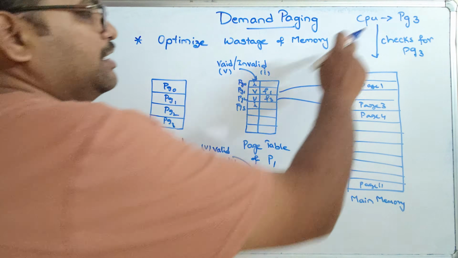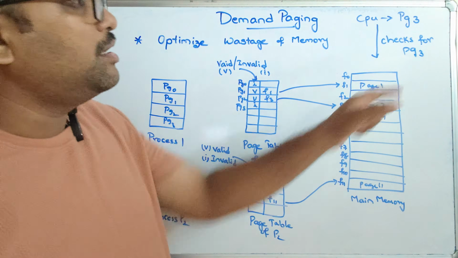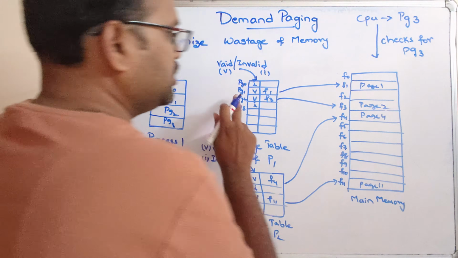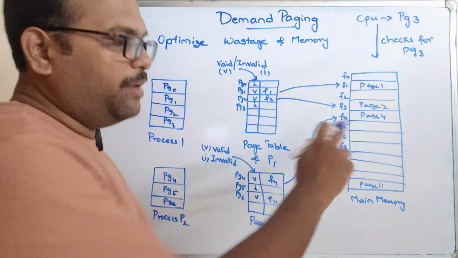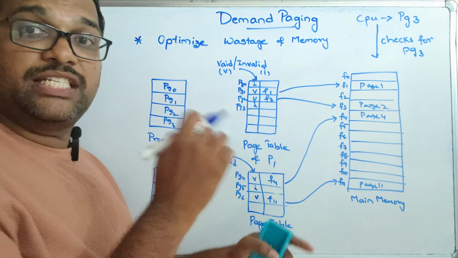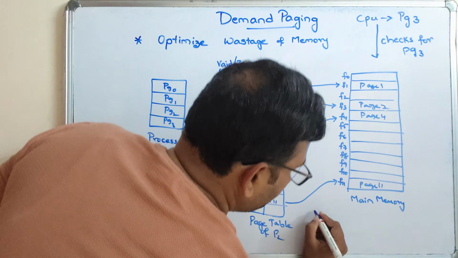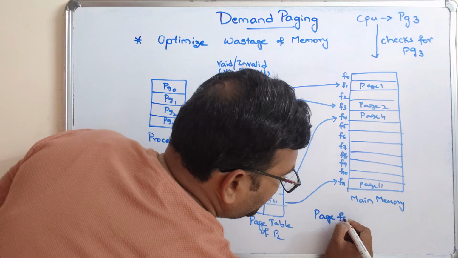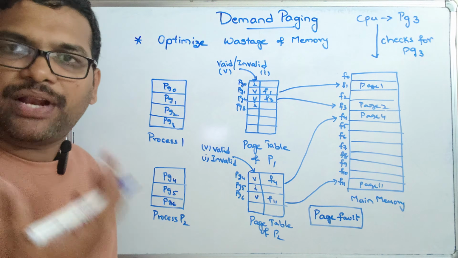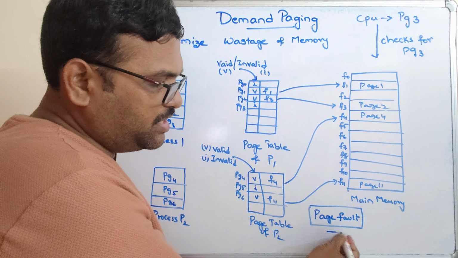So how will it check? It will be checking in the main memory. If the page is not available, so here you can see, this is page 2. So page 3 is not available in the main memory. So if the required page, which was demanded by the CPU, is not available in the main memory, we call it a page fault. Page fault means whenever the CPU demands a page which is not available in the main memory, it is called a page fault.